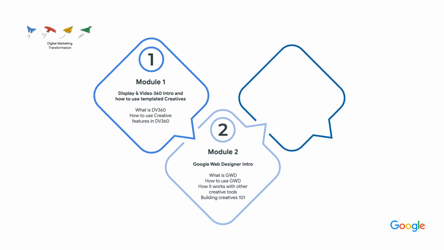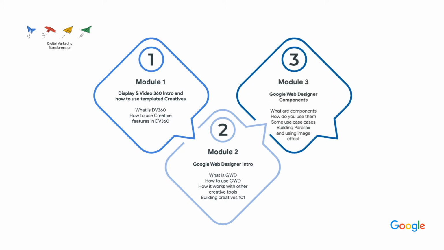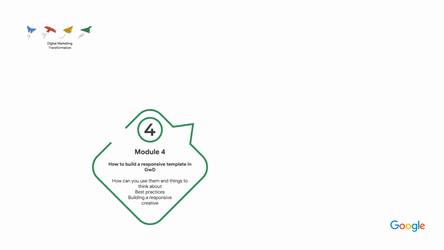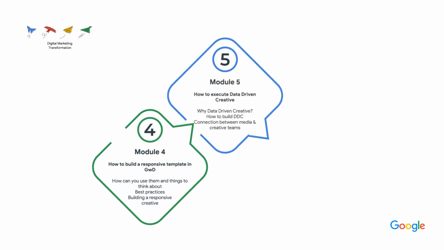In the next session, module 3, we then look at components, how to use them and why they're important. Then we jump into module 4, which is looking at how to build responsive ads in Google Web Designer. Module 5, how to execute data-driven creative. This is where Marcel and I do some role playing. I play the part of a creative agency, he plays media, and we play the whole process from beginning to end as to how the data-driven creative process should generally run.